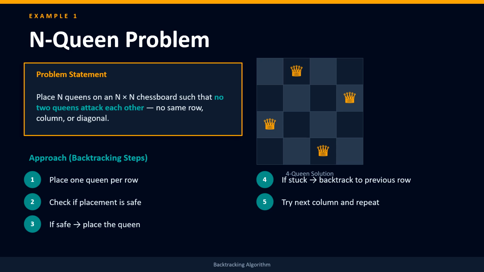To solve this using backtracking, we place one queen in each row. Then we check if the position is safe. If it is safe, we move to the next row. If not, we backtrack and try another position. This process continues until all queens are placed correctly.